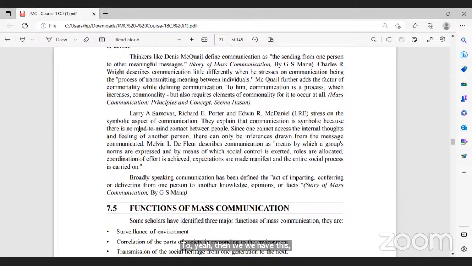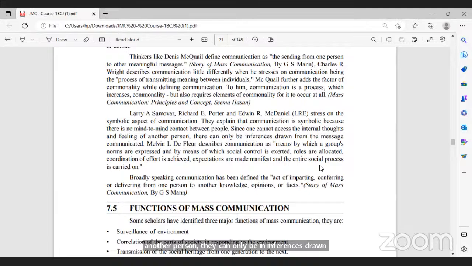Then we have Larry et al., who stress the symbolic aspect of communication. McQuail emphasized commonality, whereas this group emphasizes the symbolic aspect of communication. They explain that communication is symbolic because there is no mind-to-mind contact between people. Since one cannot access the internal thoughts and feelings of another person, they can only be inferences drawn from the messages communicated.